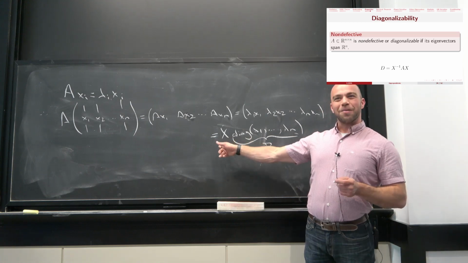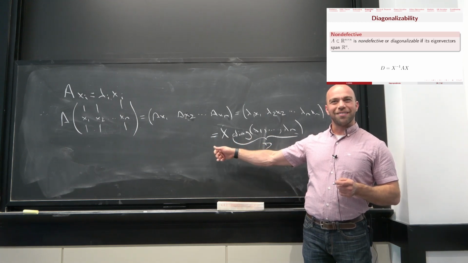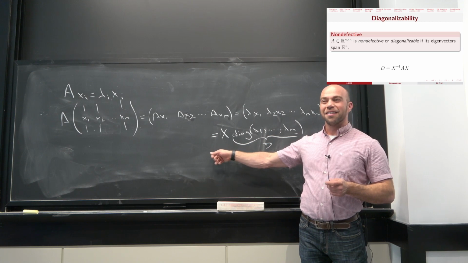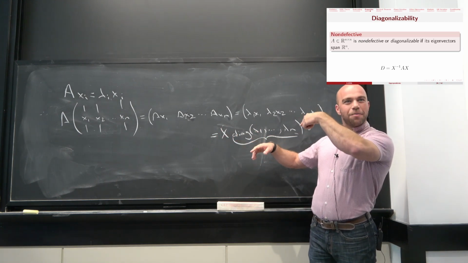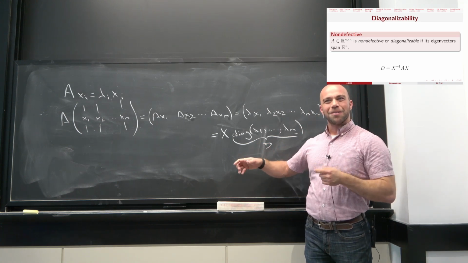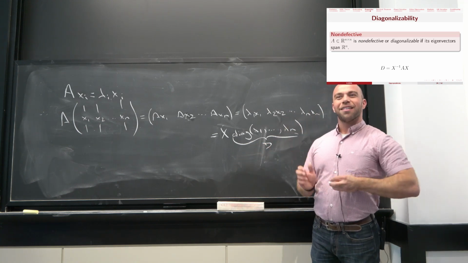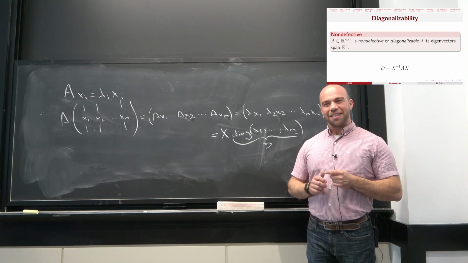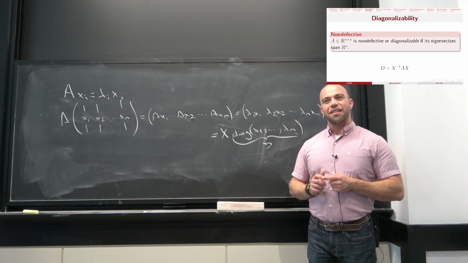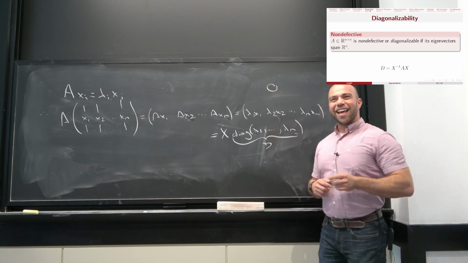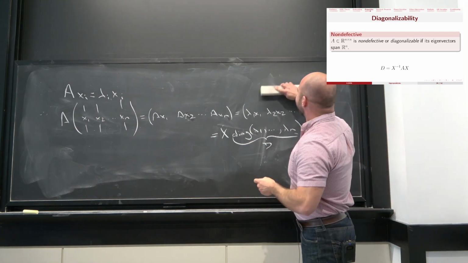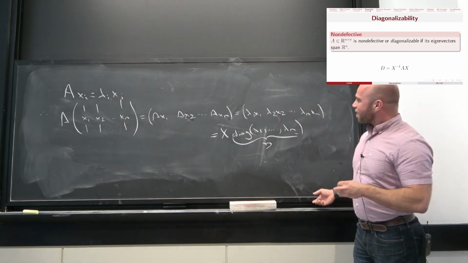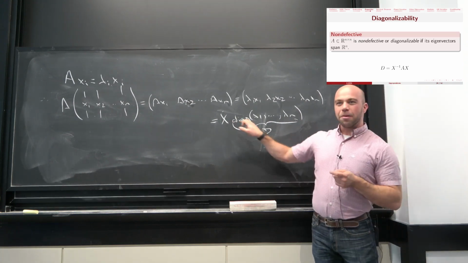Is X invertible if I assume I have a full set of eigenvectors? The answer is yes, right? Anytime I have a matrix with n linearly independent vectors as its columns, that's an invertible object. Okay. Right, so we have to be a little careful. X is invertible, but D ain't.